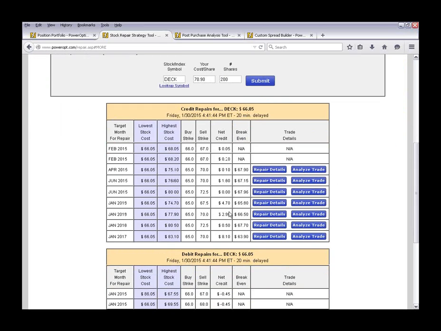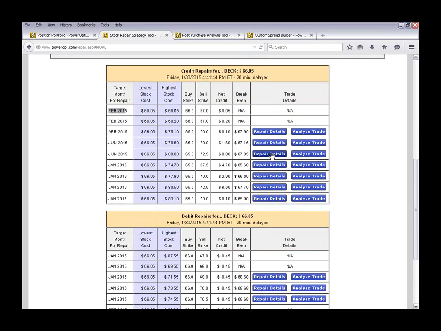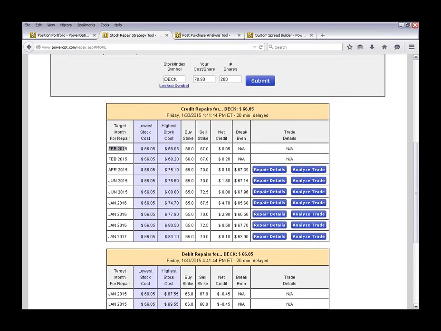Okay, so what this tool did is it tried to build a ratio repair using the available options to help us get back to break even. But as we see, there's nothing available in February that could result in a credit repair for our position, and there's nothing available for March. The first one we see is an April position, which is 77 days out in time.